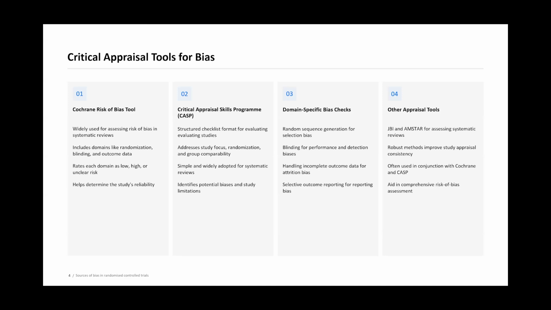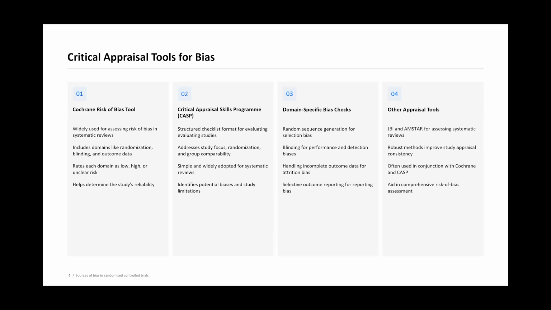We have tools used to assess the bias. So we have several critical appraisal tools that are available to help assess the risk of bias in clinical trials. One of them, the Cochrane risk of bias tool, is a widely recognized resource in systematic reviews. It evaluates key domains such as randomization, blinding, and outcome data handling, assigning a risk level to each domain. We also have something called the Critical Appraisal Skills Programme.